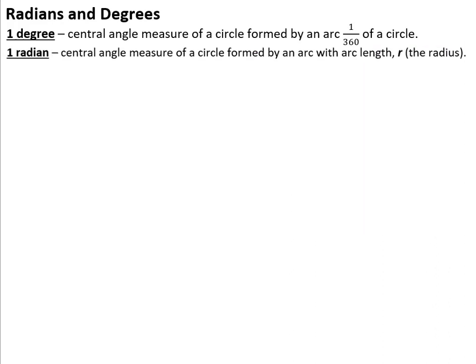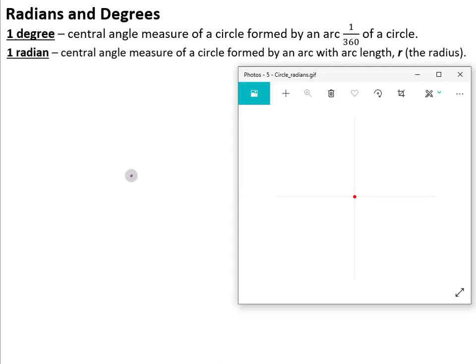Well, a radian is the central angle measure of a circle formed by an arc that has arc length r, or the radius. So here's a nice animation to help us understand the radian. If you take a circle, which is defined by the radius, and take the length of the radius and stretch it along the edge of our circle and draw a central angle, that angle measurement is considered to be 1 radian. And in fact, as you see in our visual here, you need a little more than 3 of them to get half a circle. In fact, you need pi radians.